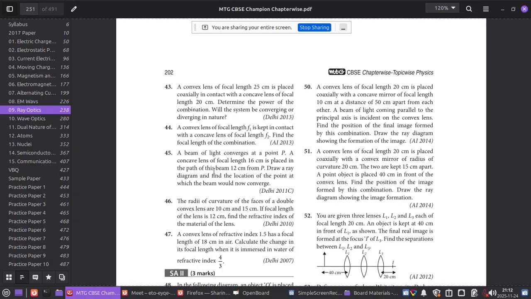This question number 45, actually, it is NCERT. They are not coming under combination. If chemical contact.